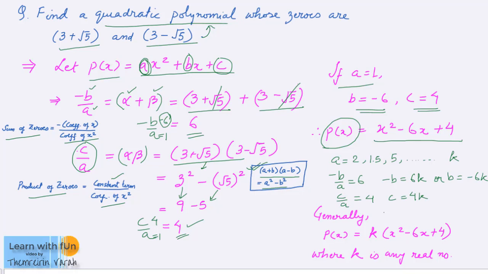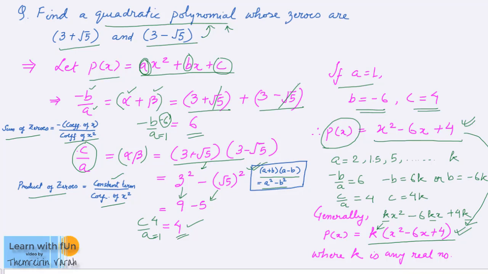If we replace these in the polynomial ax square plus bx plus c, we will get kx square minus 6kx plus 4k. Now we take k common from all the terms. So p(x) can be written as k into x square minus 6x plus 4. This is the general polynomial. The question asked for a quadratic polynomial, so this is the general polynomial, where a can be any real number k.